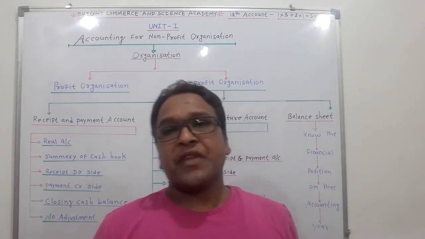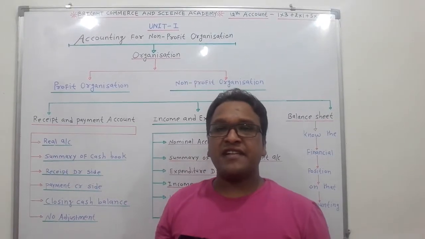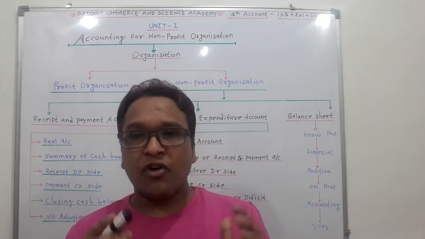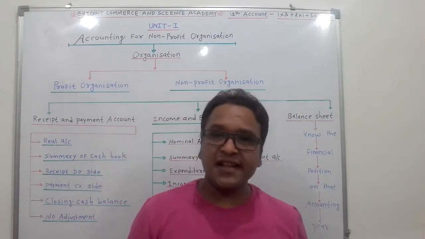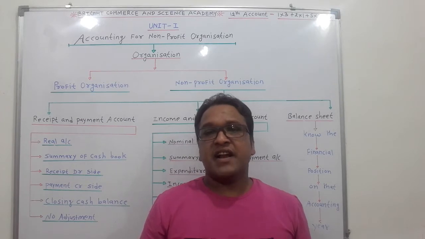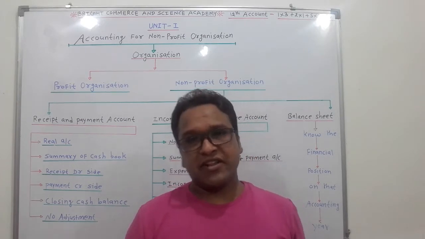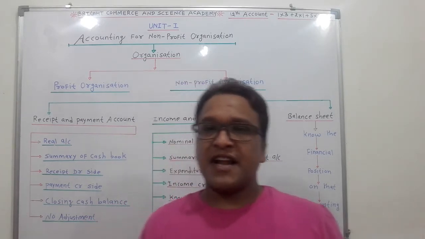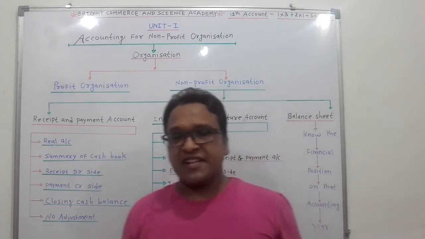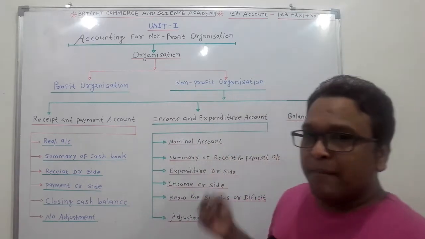Let's start 12th NCERT Accountancy Unit number one, Accounting for Non-Profit Organization. This unit is a 10-marks unit. Every student can get 10 marks in this unit.